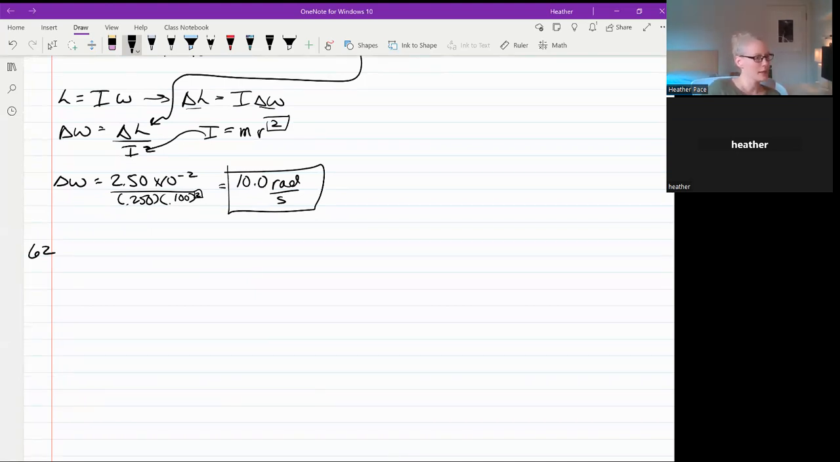All right, so let's start on 62. 62 says a disk of mass m is spinning freely at 6.00 radians per second when a second identical disk, initially not spinning, is dropped onto it so that their axes coincide. In a short time, the two disks are co-rotating. This is a fun setup.